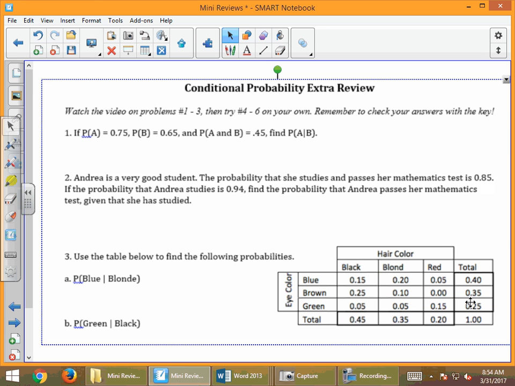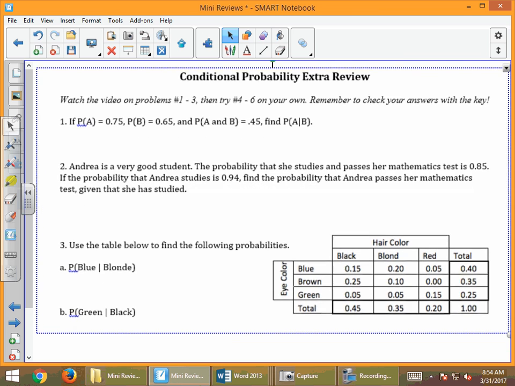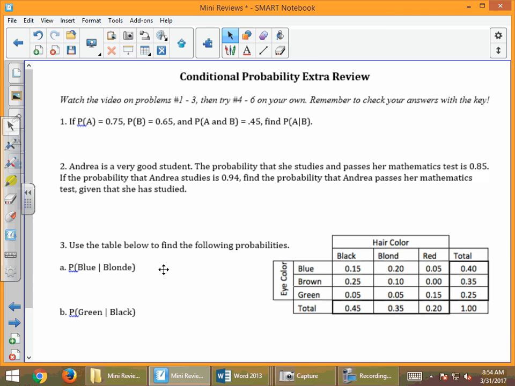In this section review, we're going to work on 1 through 3 together, and then you're going to try 4 through 6 on your own. And we're going to be talking about conditional probability in this extra review. So we look at number 1.